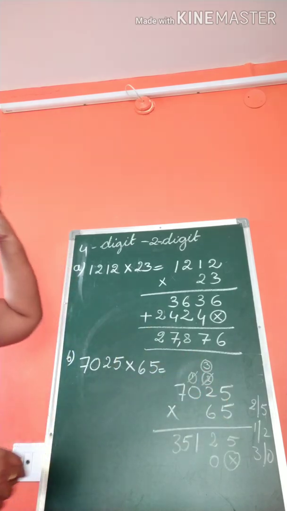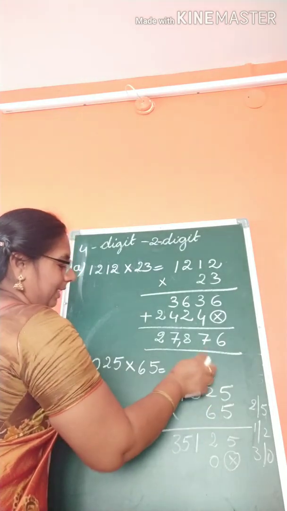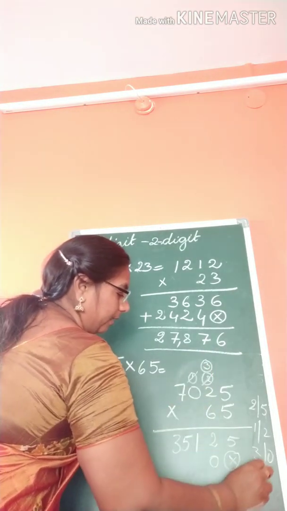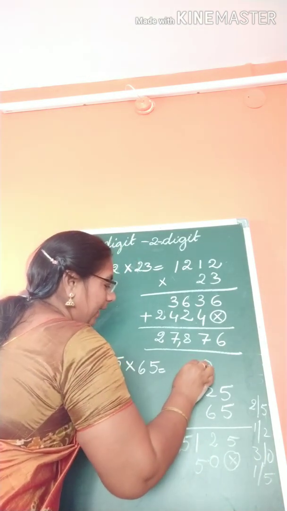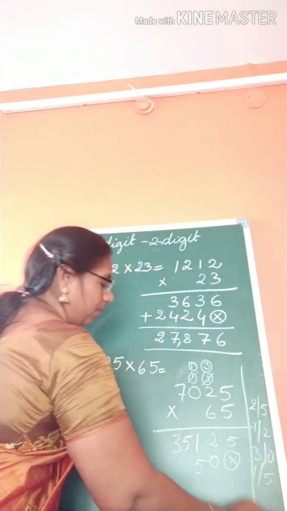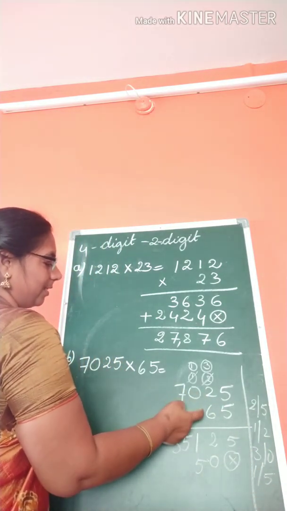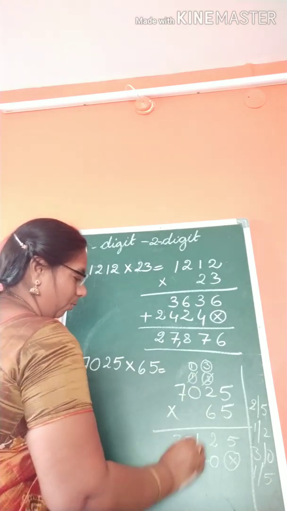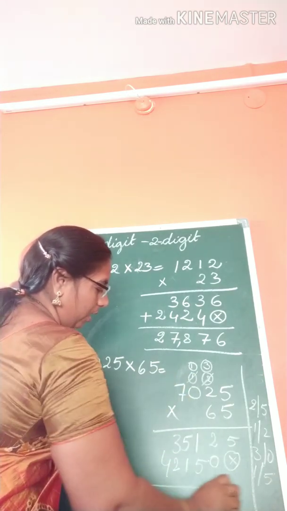Okay. Now, so next 6 2s are 12 plus 3 is 15. What we have to do? 5 should be written down and 1 should be carried to the hundreds place. Okay. Now 6 zeros are 0 plus 1 is 1. 6 sevens are 42.